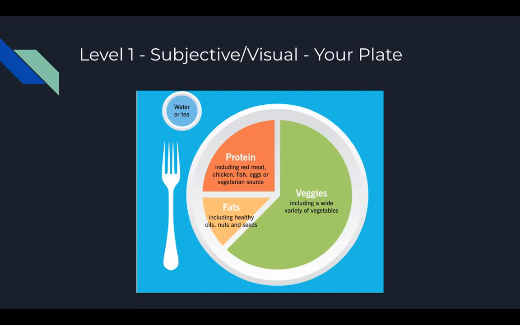I would even include your carbohydrates in that section. So whether it's like rice, potato, sweet potato, anything like that can fit in that section. And then healthy fats. That includes oils, nuts, and seeds. So this is level 1. Next, we're going to go into level 2.